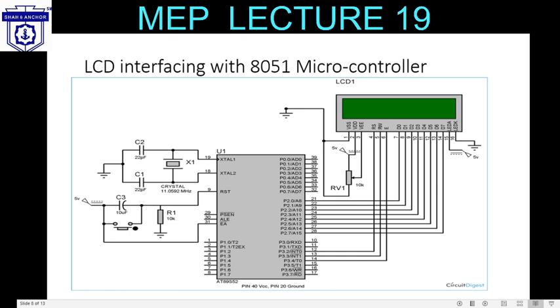Then the 8051 pin number 20 is connected to the ground. On the LCD, pin VEE is connected to the ground, VSS connected to the power supply, and a 10k ohm RV1 is there. Then to provide the clock for the 8051, there is a crystal oscillator, XTL1 and XTL2 are connected. We generate the clock for the 8051.